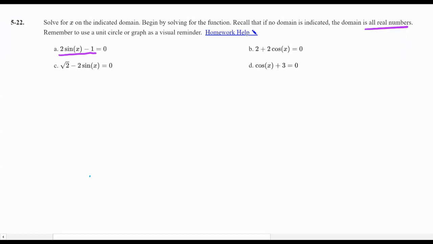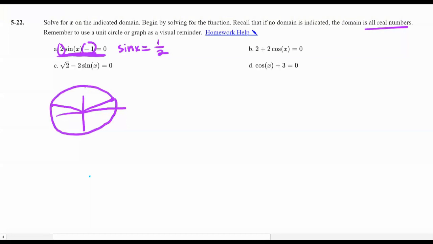So in this case here, I'm going to solve for sine of x first. So I add 1 and divide by 2. So sine of x is equal to 1 divided by 2. And on the unit circle here, sine is 1/2 in 2 spots. And I'm estimating this circle and also not drawing a very good circle, but pretend that's a good circle. And I know that these angles here are pi over 6 and 5 pi over 6.